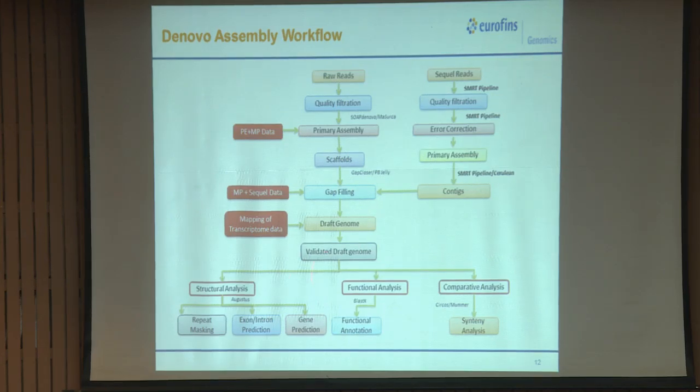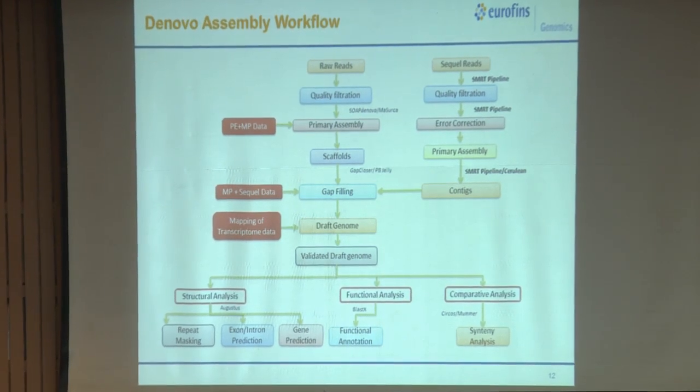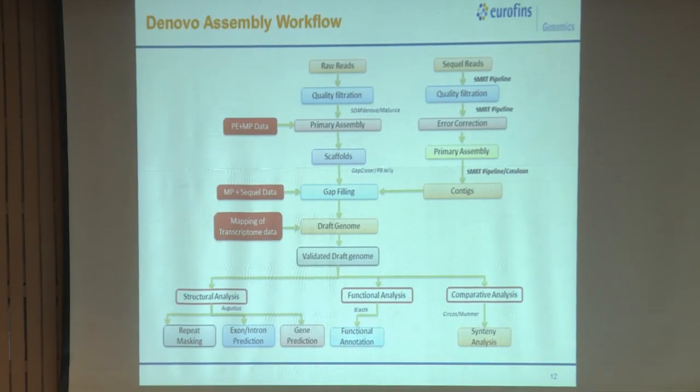So, that is where we validate the genome, and then we can do several analyses like functional annotation, comparative analysis, and structural analysis. That is how we can identify the genes from the genome, and we can compare it with other existing genomes. Several analyses we can do, but this is the base to get to the genome.